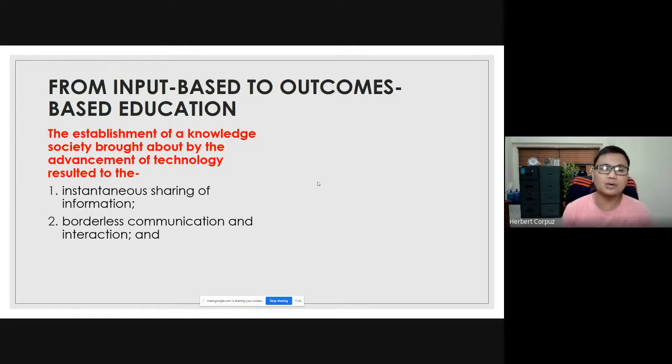Before, it was difficult to communicate with people in faraway places, in far-flung areas, in other countries, in other spaces. But today, with the advancement of technology, everything has become borderless. Everything has become limitless. We can see people living in the US, for example. We can communicate with people in Canada, in Tuvalu, in Tonga, in Vanuatu, in the Pacific, and others. It's because of the knowledge society, which resulted in the advancement of technology.